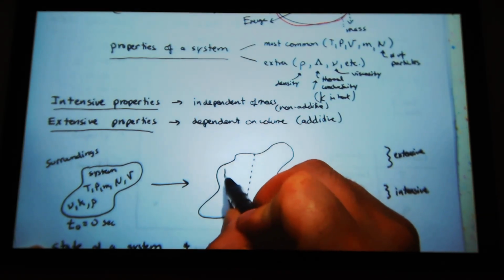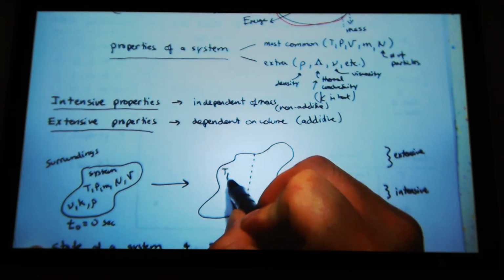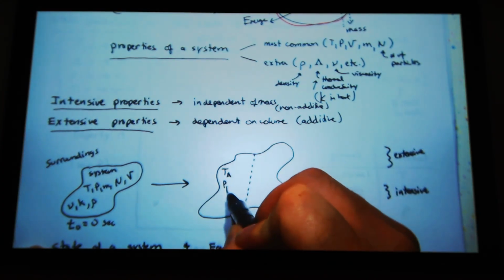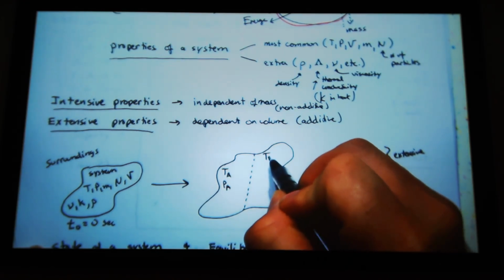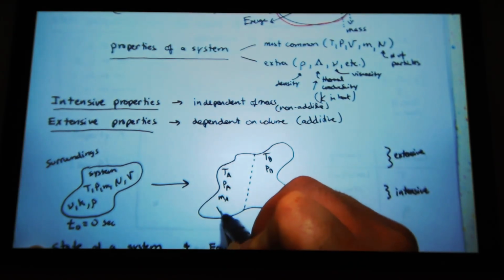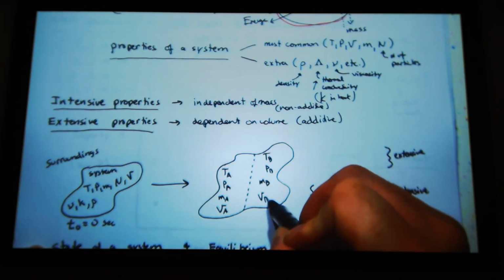So then I can break this off as TA, PA, TB, PB, mass A, volume A, mass B, volume B. I could do more.